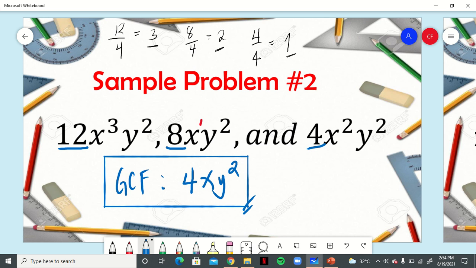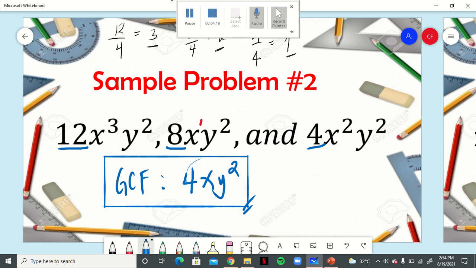Observe: x cubed divided by x is x squared, y squared divided by y squared is 1. So all are divisible. x divided by x is 1, y squared divided by y squared is 1. Next, x squared divided by x is x, y squared divided by y squared is 1. So make sure your GCF is divisible into these three terms. Okay, next problem.